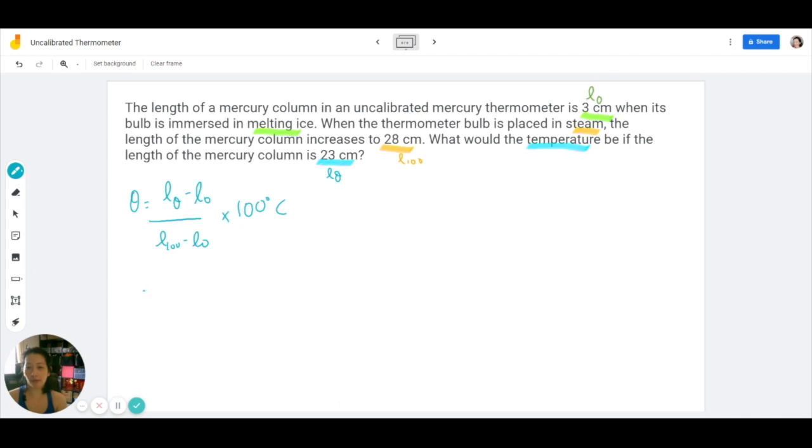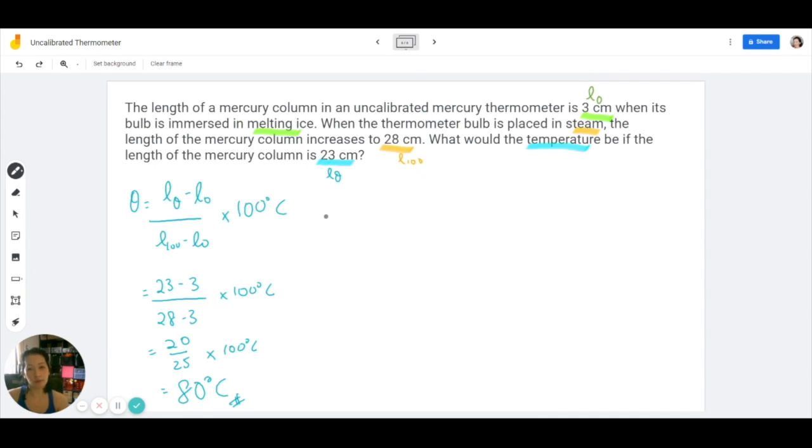So substitute the numbers. We will have 23 minus 3 over 28 minus 3 times 100 degrees Celsius. You would get 20 over 25 times 100 degrees Celsius, and that's where you get 80 degrees Celsius. Ta-da! And then you got the answer. So this formula is not provided in the formula sheet if one is provided in your examination, which means that you'll need to memorize it.